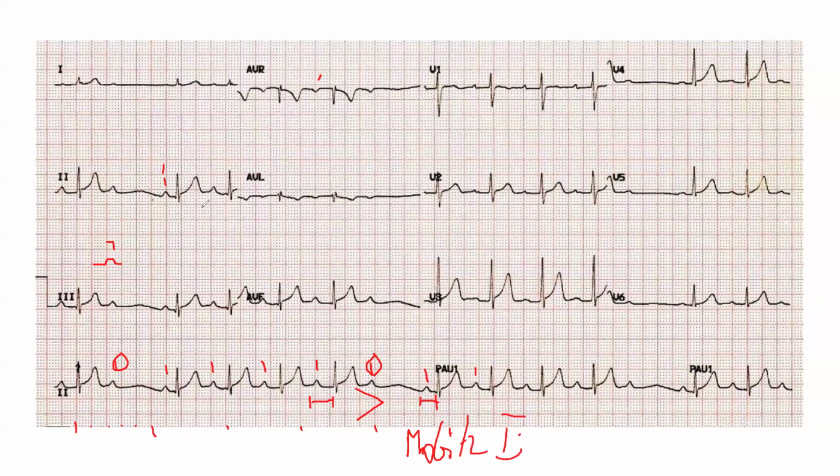Width of the QRS. Is the QRS wide? No, that's normal width. The QRS is normal, narrow. Fine. Axis.